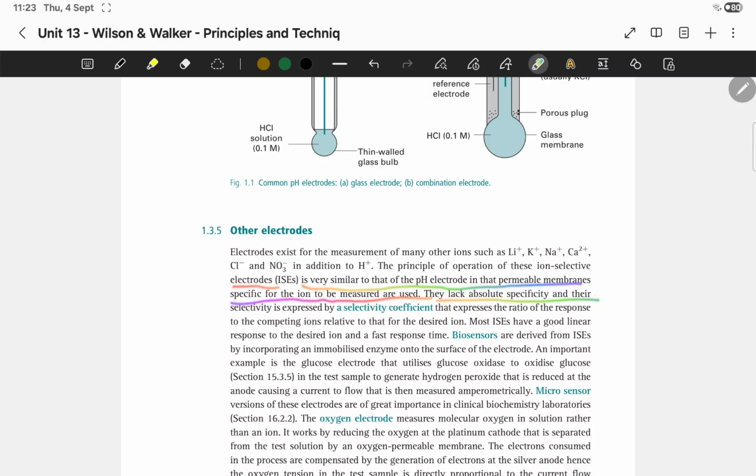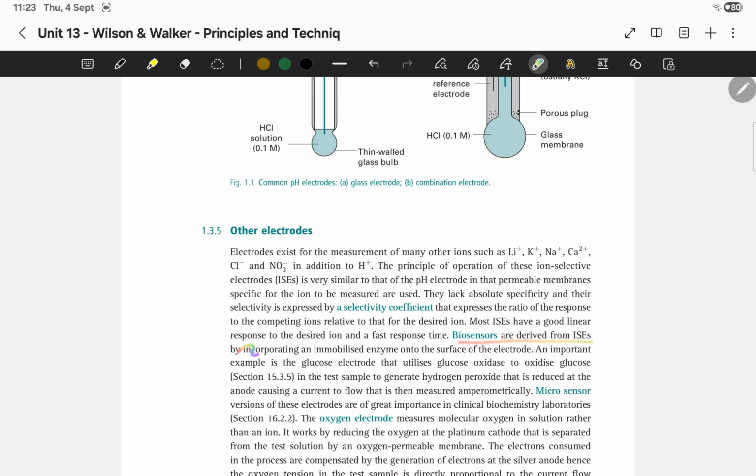They lack absolute specificity. This selectivity is expressed by a selectivity coefficient that expresses the ratio of response to the competing ions relative to that of the desired ion. Most ISEs have a good linear response to the desired ion and a fast response time.